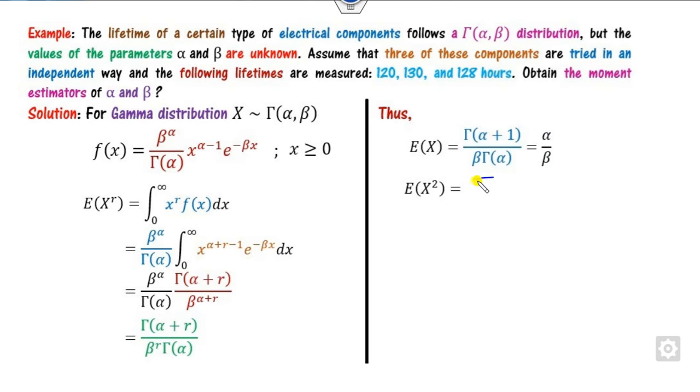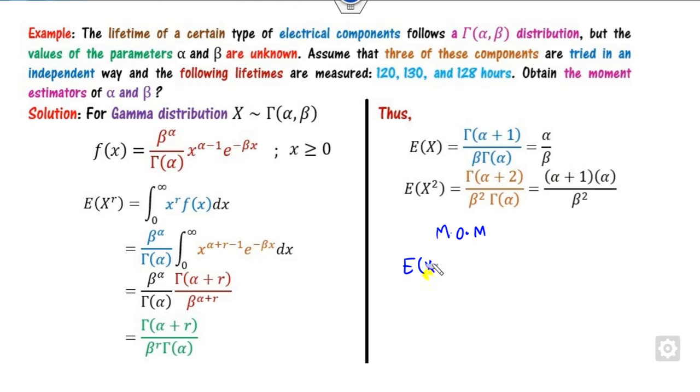Similarly, when you take this, it will be gamma of alpha plus 2 over beta squared, gamma function of alpha. What is the gamma function of alpha plus 2? That is alpha plus 1, alpha, gamma function of alpha. And here you can see gamma of alpha is cancelled out, so it's alpha times alpha plus 1 upon beta squared. Now what does the method of moments suggest? It suggests that this is equal to m1, and this is equal to m2.